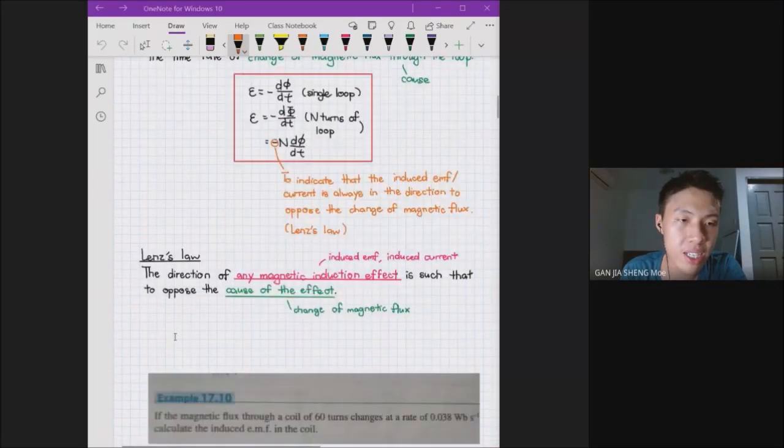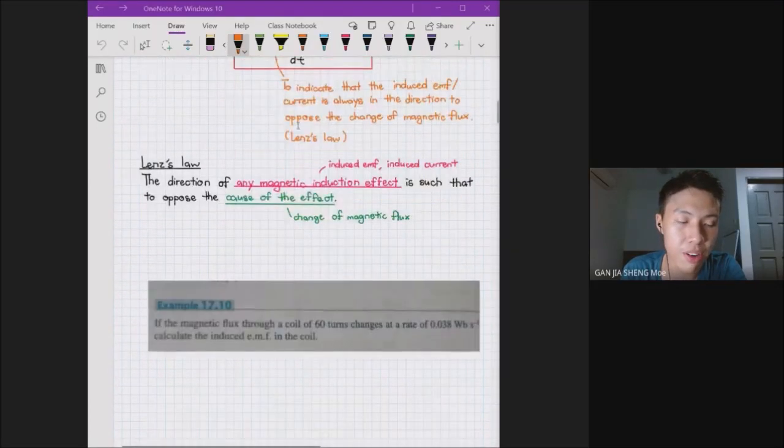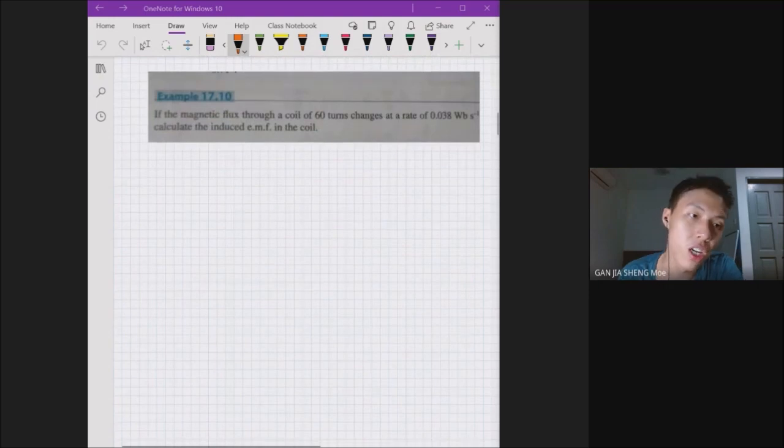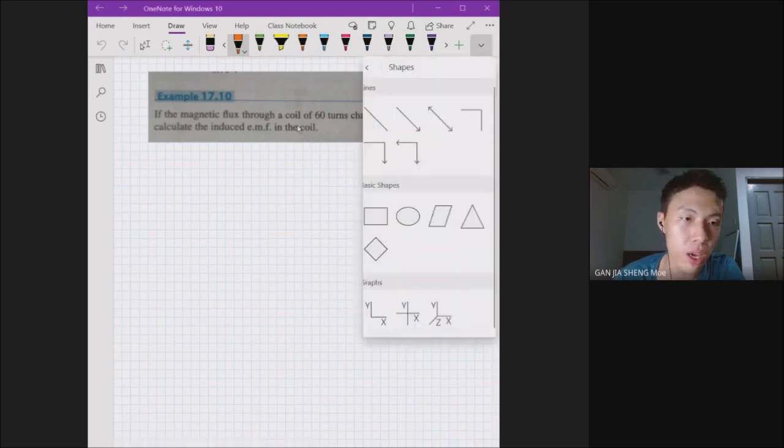So we have discussed Faraday's law. Let's try to apply Faraday's law in this question over here. It says that if the magnetic flux through a coil of 60 turns changes at a rate of 0.038 Weber per second, calculate the induced EMF in the coil. Okay, so they say that you have a coil.